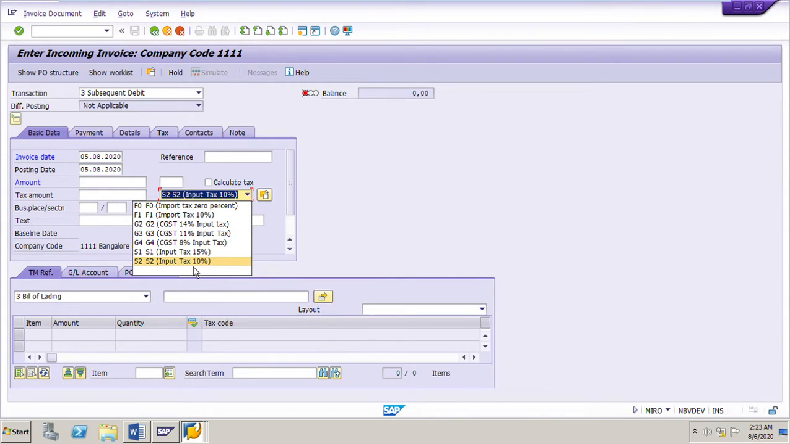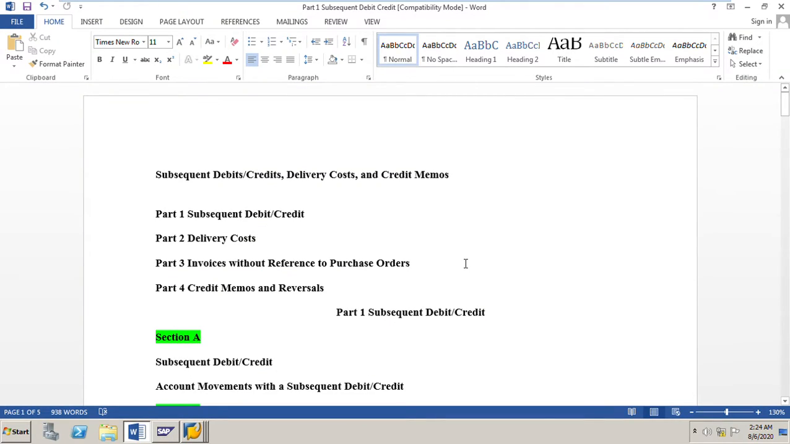Friends, in my previous session, we had learnt about variances and blocking reasons in invoice verification. Now, we will move to the next topic in invoice verification, which is subsequent debits, credits, delivery costs, and credit memos. So, today in this session, we will take part 1 of the topic, which is subsequent debit and credit.